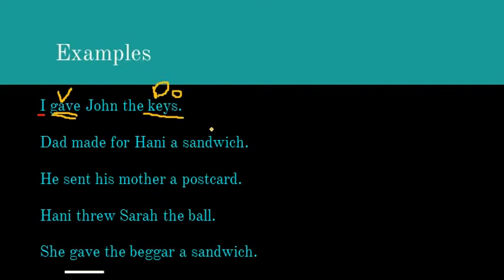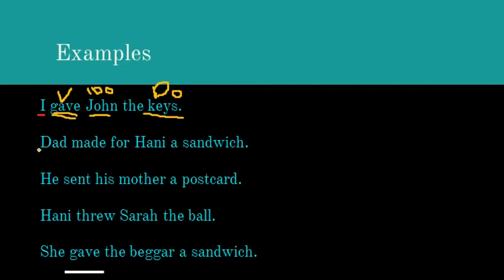Now third step, we have to ask who or what receives it. And our answer will be John. So John is indirect object. Remember, once you have found the direct object, you have to ask who or what receives it to find the indirect object. Next example, Dad made for Honey a sandwich.